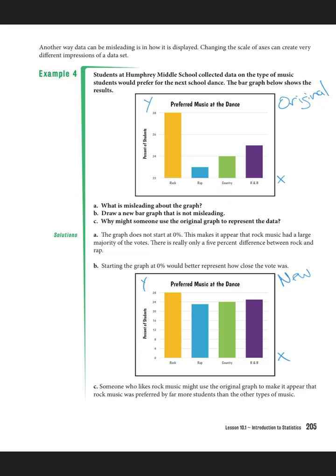Part C asks, why might someone use the original graph to represent the data? Well, someone who likes rock music might use the original graph to make it appear that rock music was preferred by far more students than the other types of music.